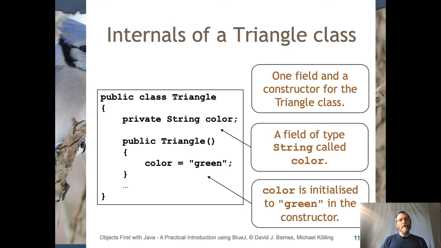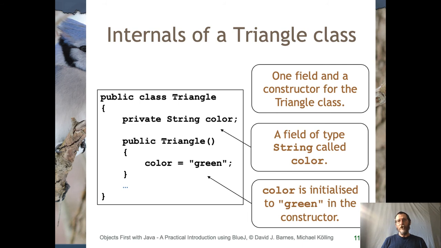And inside the body of the constructor, so the constructor again has a pair of curly brackets, an opening curly bracket and a closing curly bracket. Inside those two curly brackets, we've got what's called an assignment statement. And you can probably work out what's going on there. We're setting the initial value of the color field to be green. In other words, every triangle that we create from this class will be green.